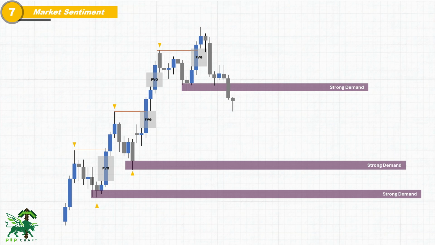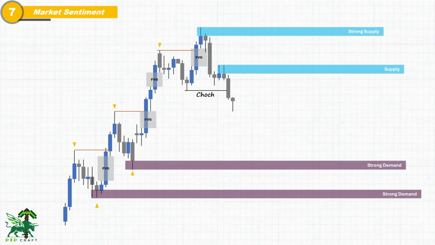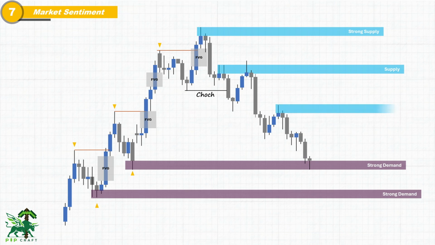However, if price breaks below a strong demand area, it forms a change of character. This signals two key things. First, supply has taken control over demand, and second, a new valid supply area has been established. From there, price continues moving downward, forming new supply zones until it reaches the next unmitigated demand area.